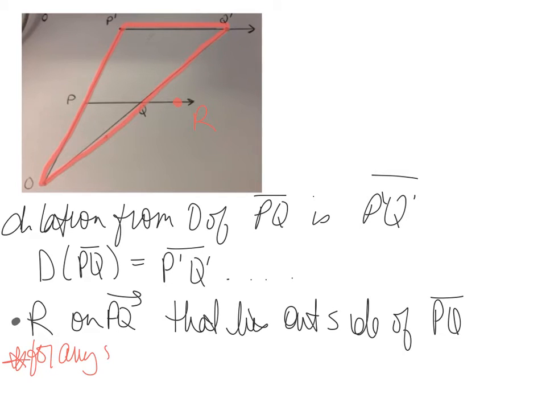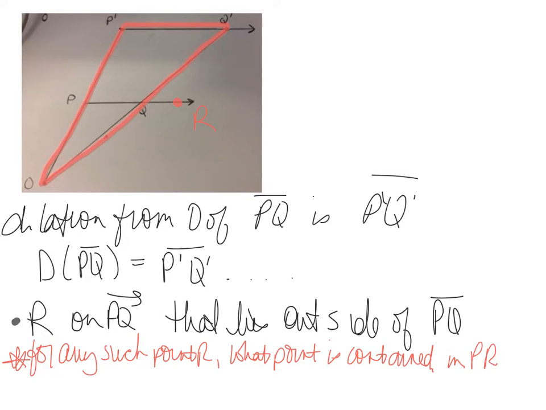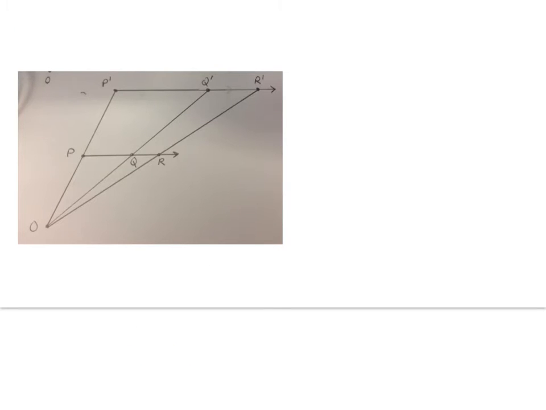For any such point R, what point is contained in PR? Okay, the answer is point Q. All right. Okay, let's look at the next slide. That's what we just talked about. I have point R here, and I said in the last slide, for any such point R, what point is contained in the segment PR? Well, point Q is right there.